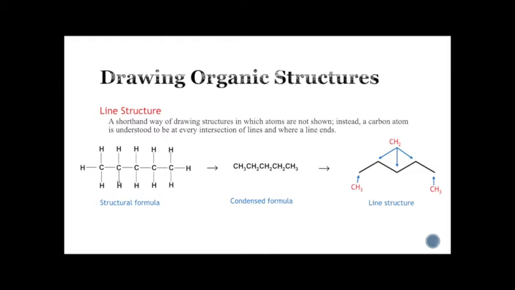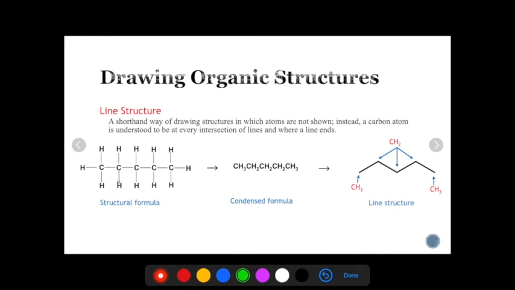Okay, so I've drawn here, I wouldn't put CH3, right? It's just understood that at this point, that's CH3. At this point, it's CH2, CH2, CH2, and CH3. So just by showing that zigzag line, we know what is represented there.